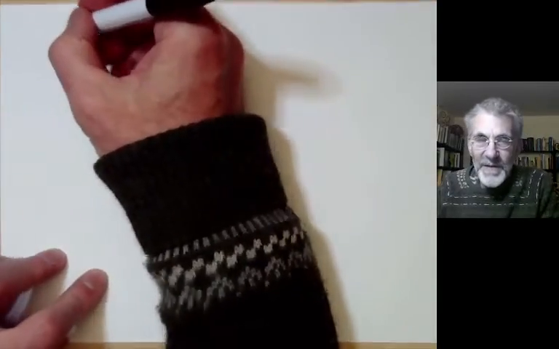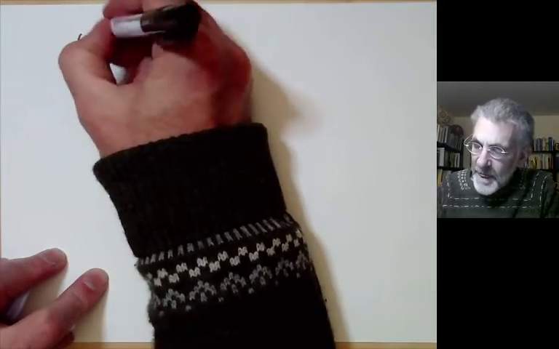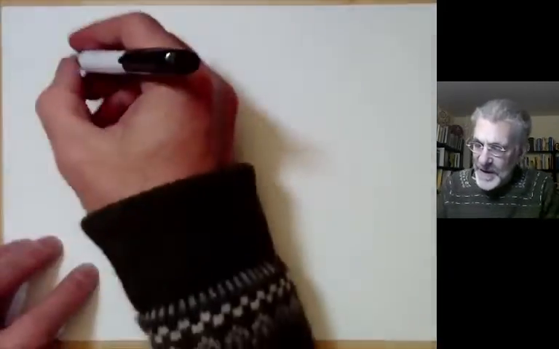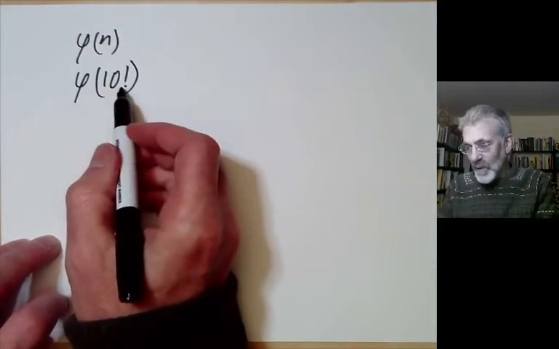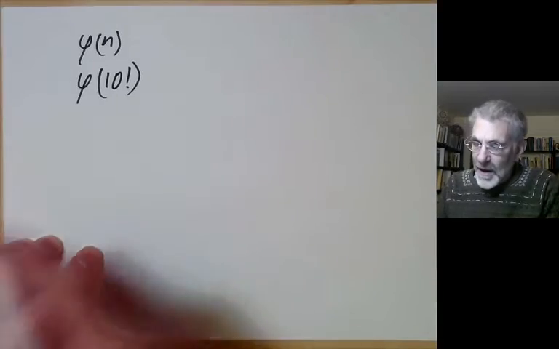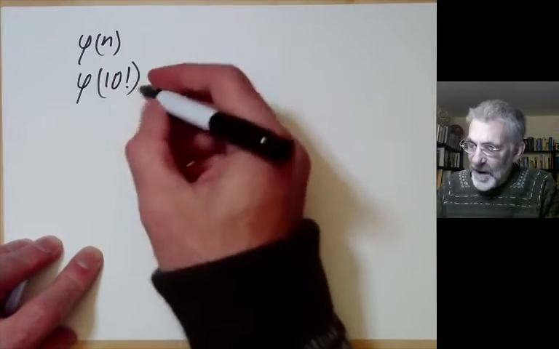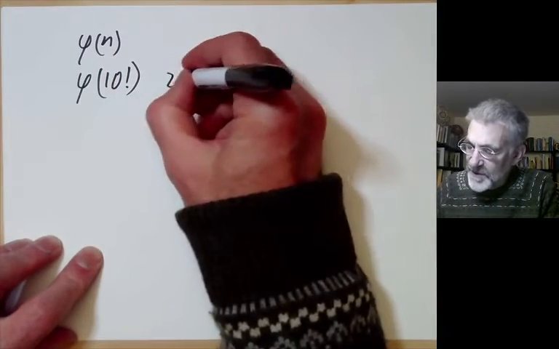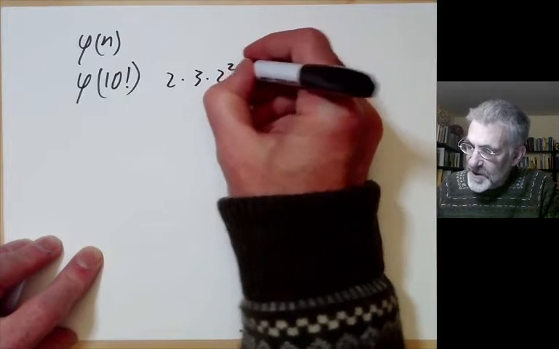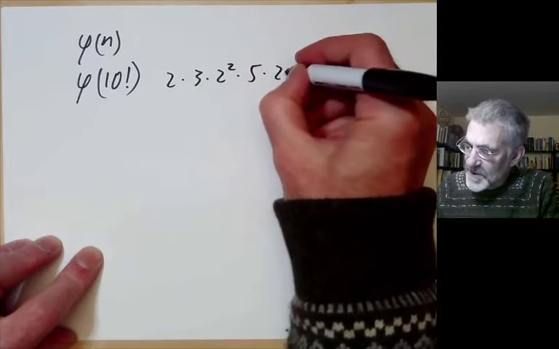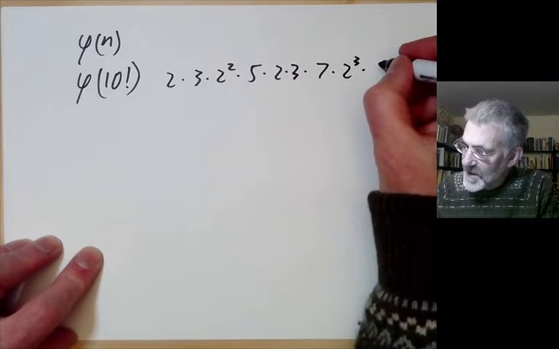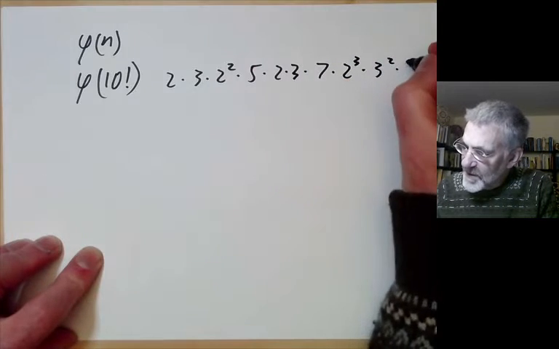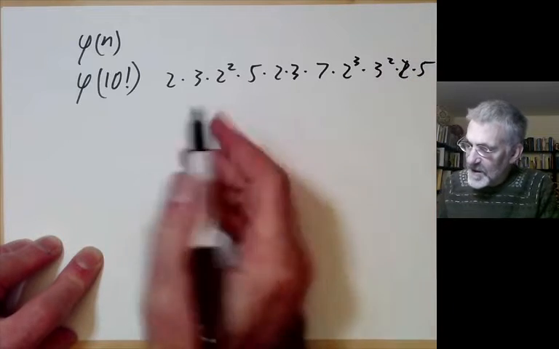So we've now got a formula for phi of n. Let's just try out an example. Let's try and work out what phi of 10 factorial is. Well, all we have to do is work out the prime factorization of 10 factorial. So this is 2 times 3 times 4, which is 2 squared, times 5 times 6, which is 2 times 3, times 7 times 8, which is 2 cubed, times 9, which is 3 squared, times 10, which is 2 times 5. So we multiply this up.